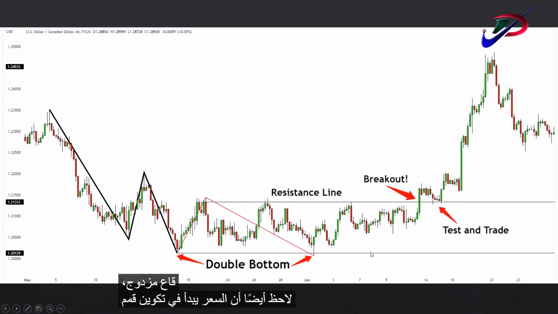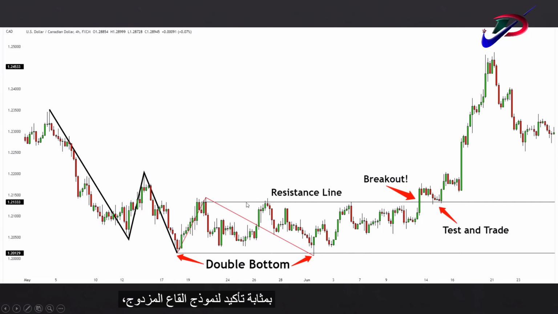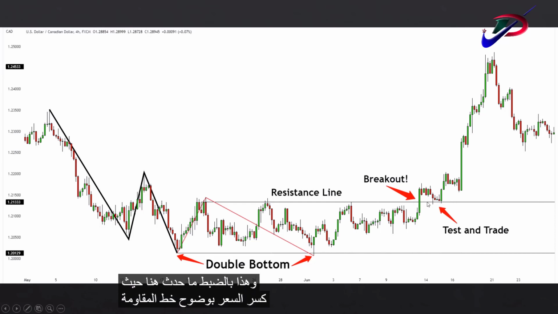Notice also that price began to create flat highs. By connecting the highs, we create a resistance line that will serve as a confirmation for the double bottom pattern. The confirmation for the double bottom formation relies on the fact that when price breaks out of a resistance line, it starts to treat it as a support line. This is exactly what happened here. Price clearly broke the resistance line and then came back to test it as support.